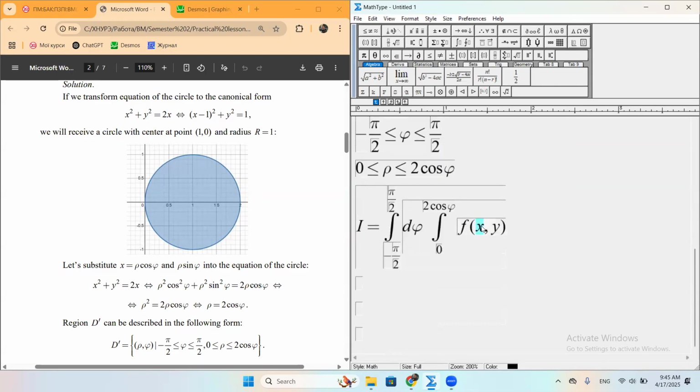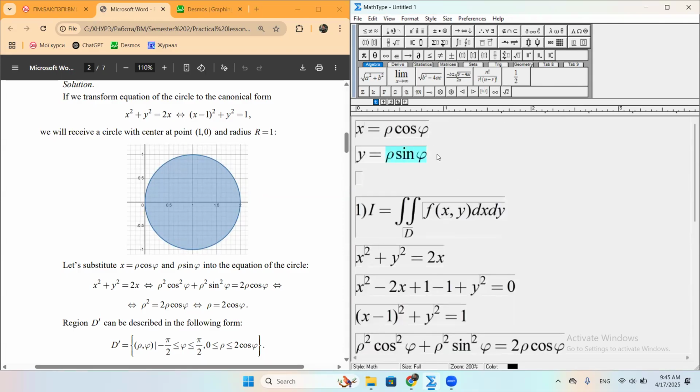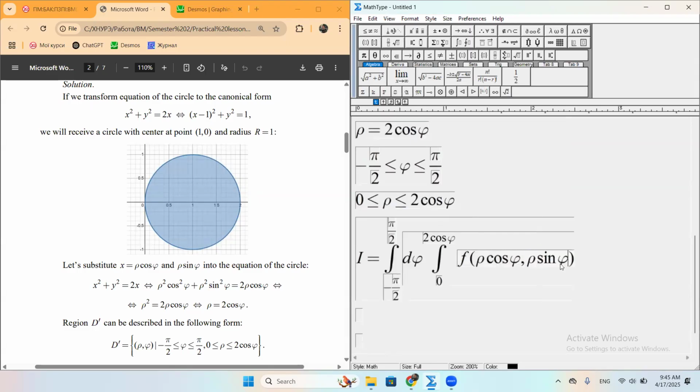Now let's substitute. So f depends on rho cosine of phi and rho sine of phi. And be attentive, don't forget to multiply by the Jacobian of the transformation. So it equals rho in polar coordinates. Don't lose it, because in this case you will make mistakes and receive the wrong result. So this is our integral in polar coordinates.